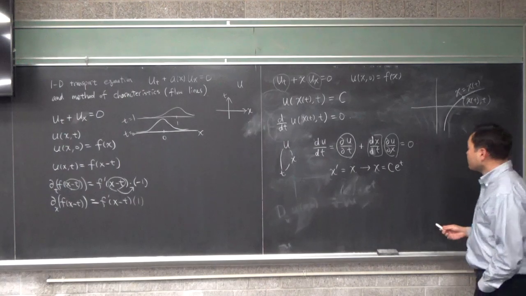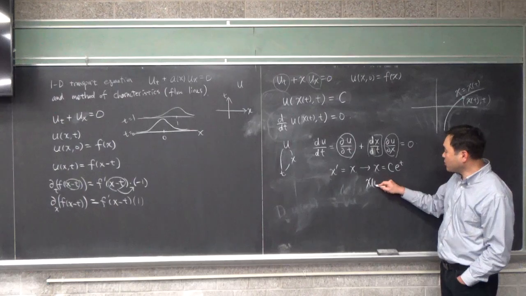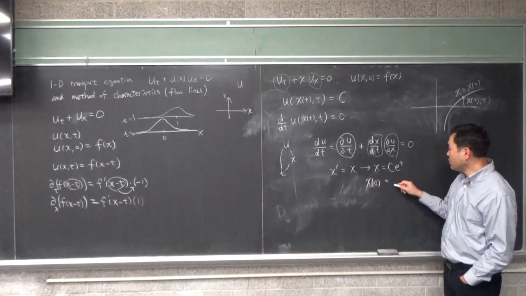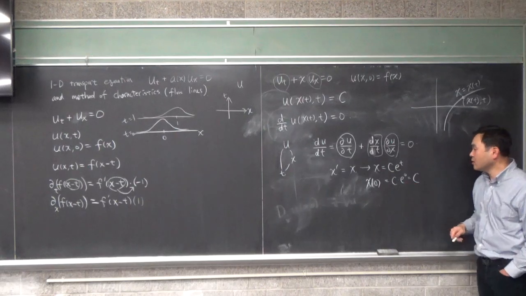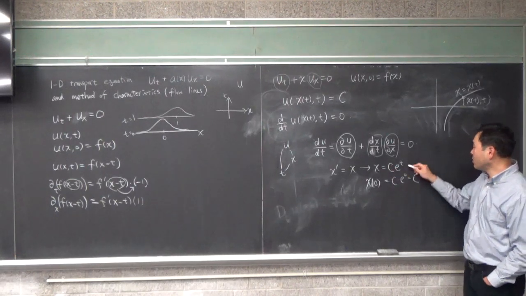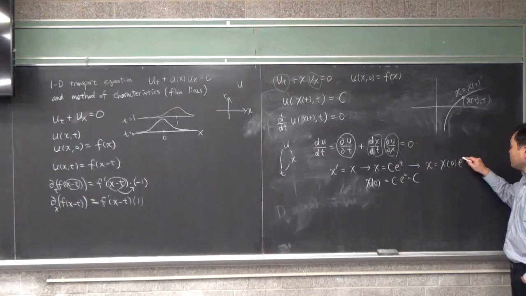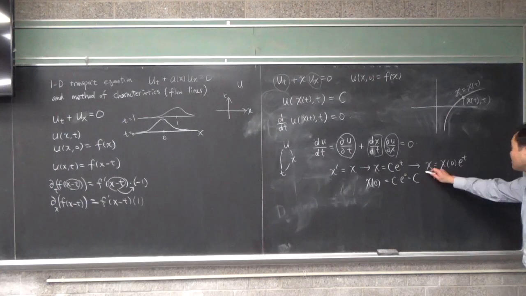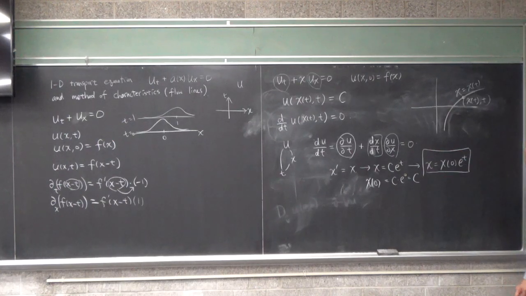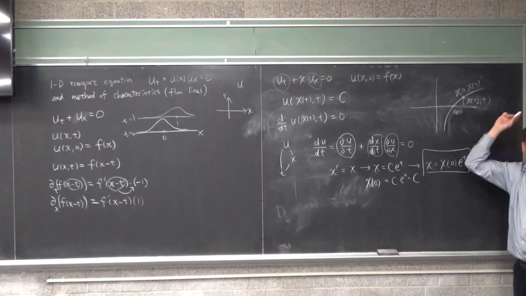Now, moreover, if you plug in t equal to 0, you also see that x, when you plug in 0 for t, you get c times e to 0, which is equal to just c times 1. That's just c. So what we call c could also be written as x equals x of 0 e to the t.